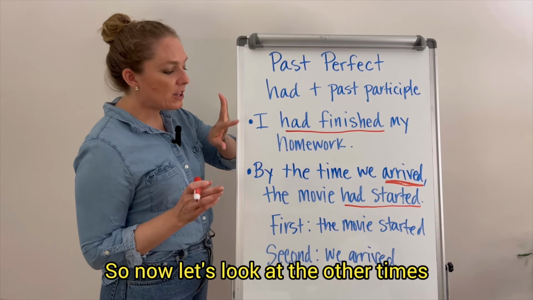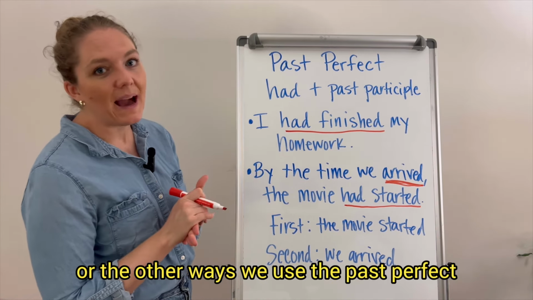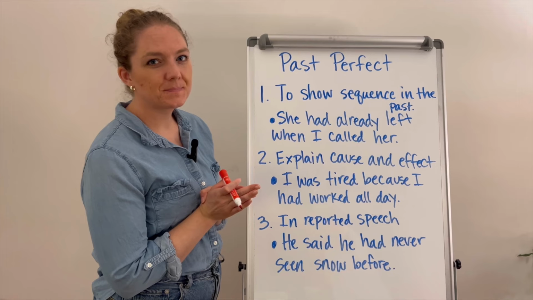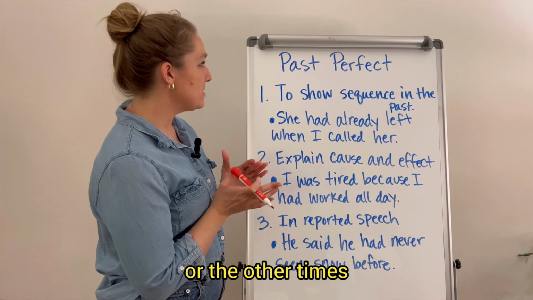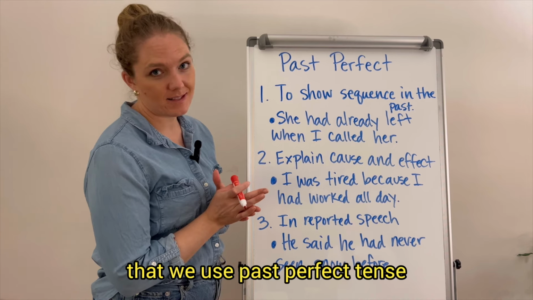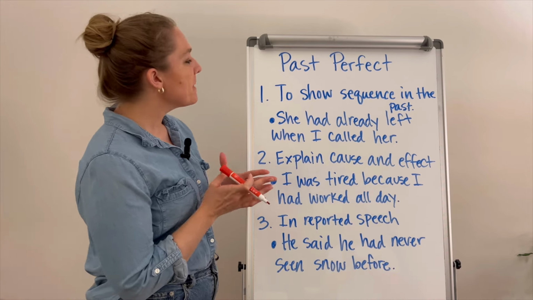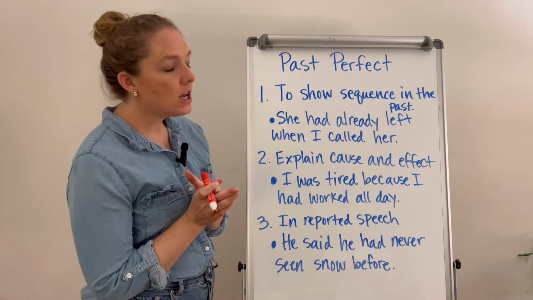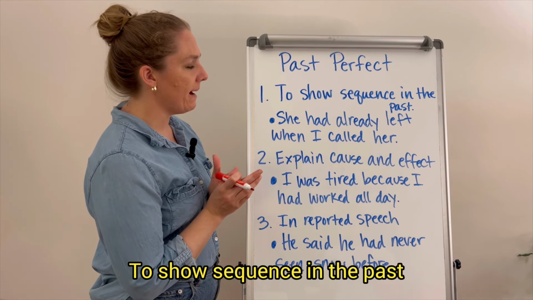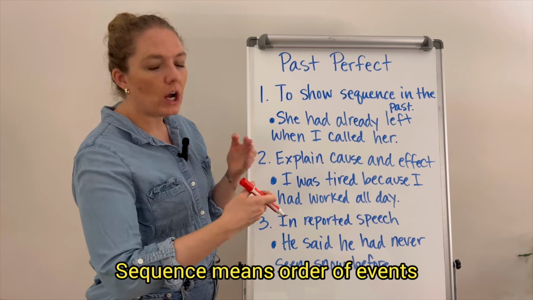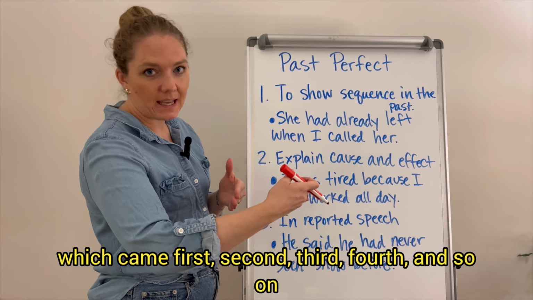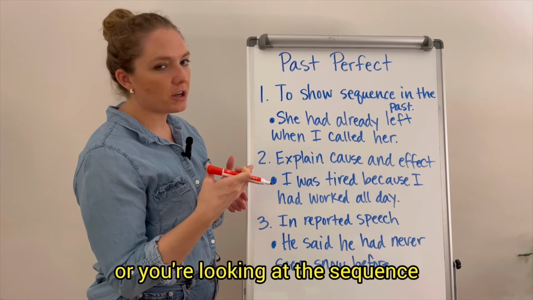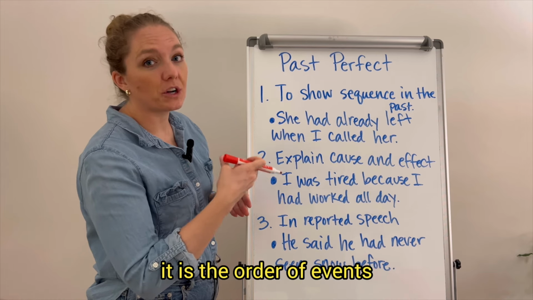So now let's look at the other ways we use the past perfect along with some examples. These are the other times that we use past perfect tense when we are speaking or writing. And the first is to show sequence in the past. Sequence means order of events, which came first, second, third, fourth, and so on.